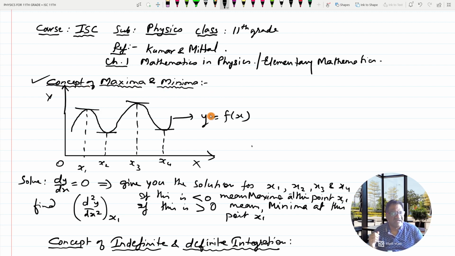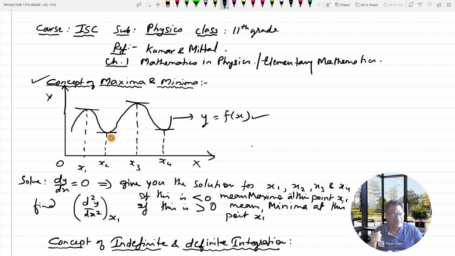What is this maxima and minima? Suppose you have a function y is equal to f of x, and suppose the graph of that function is something like this. Now you can see in this graph, you have many low points and high points.